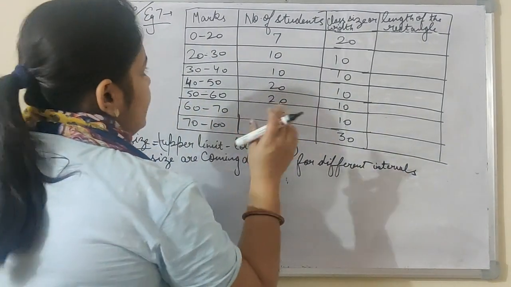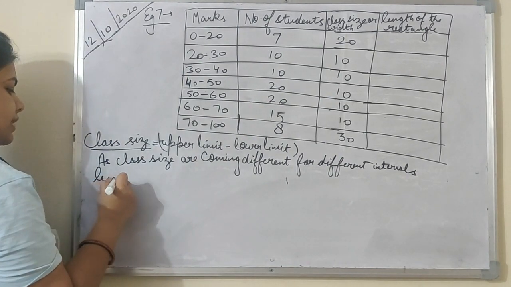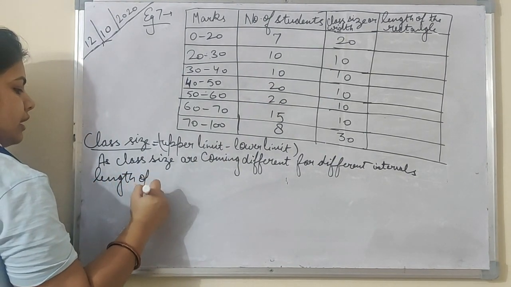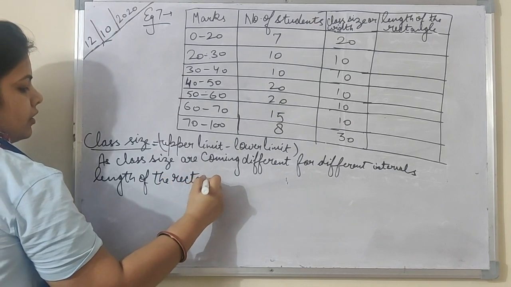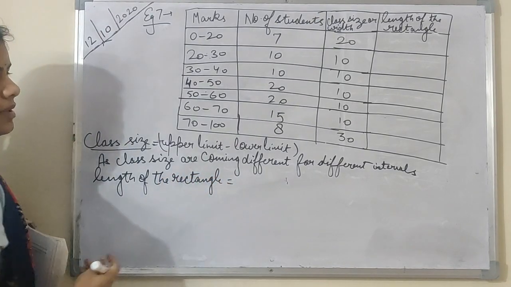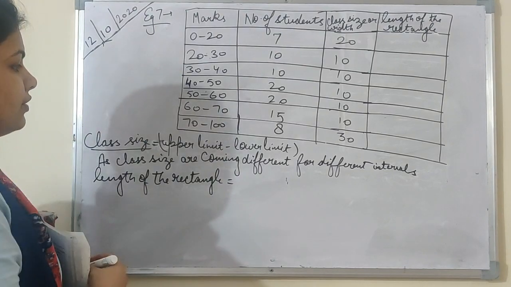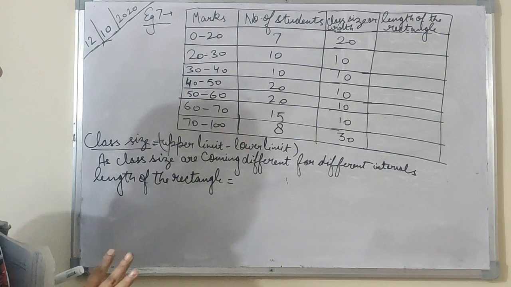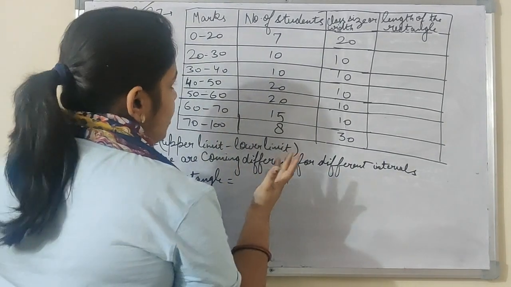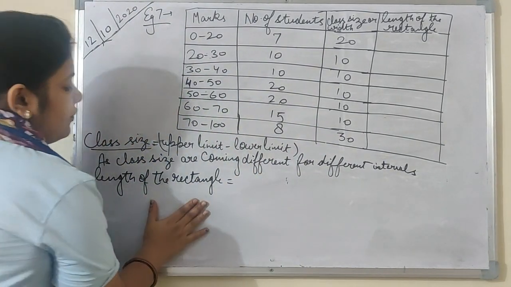First of all, how to find the length of the rectangle? Let me write the formula over here, and then I will tell you what is the need of finding this length. Okay, so this formula is very much important, students. Please write it carefully and learn it also. The length of the rectangle is, and listen to it first of all, how to find it.